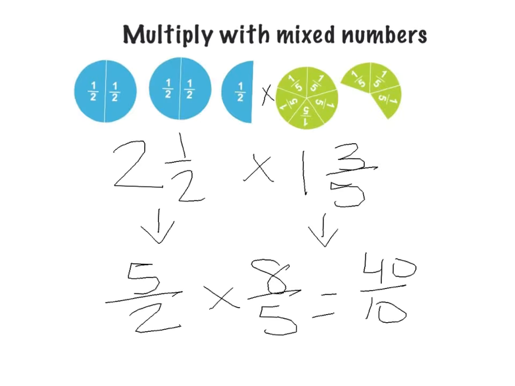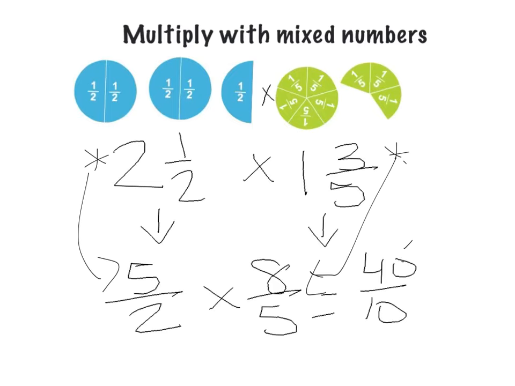Our last example is to multiply with mixed numbers. So I have 2 1/2 represented with my virtual manipulatives, and I have 1 3/5 represented with my virtual manipulatives. What I have done is I've taken my mixed numbers right here, and I have changed them into improper fractions. So I can see that 5/2 is equivalent to 2 1/2, and 8/5 is equivalent to 1 3/5.